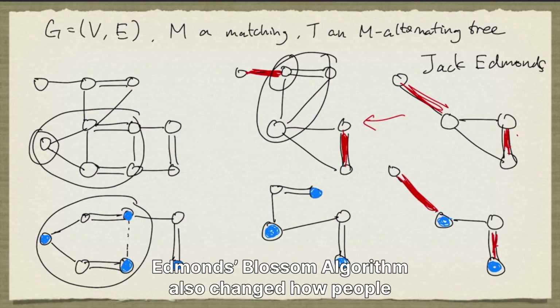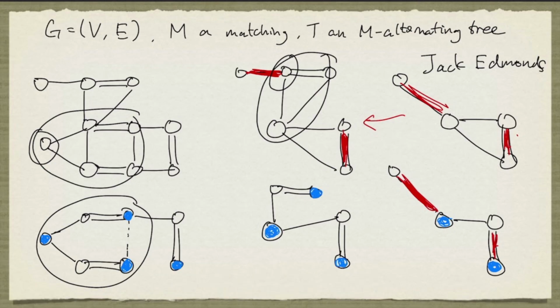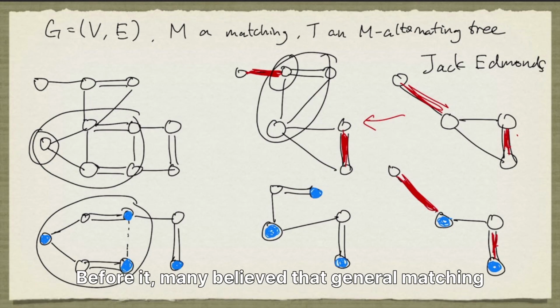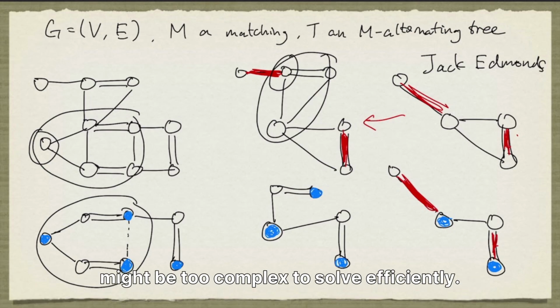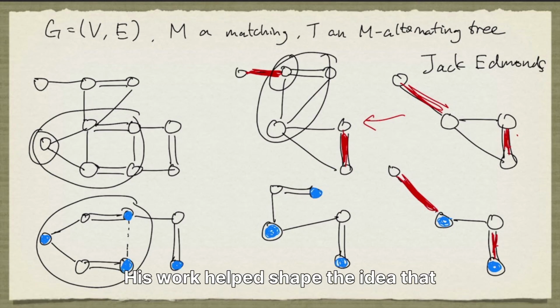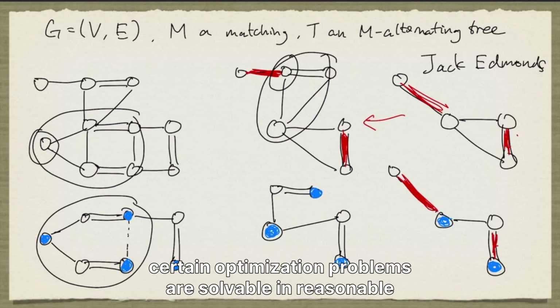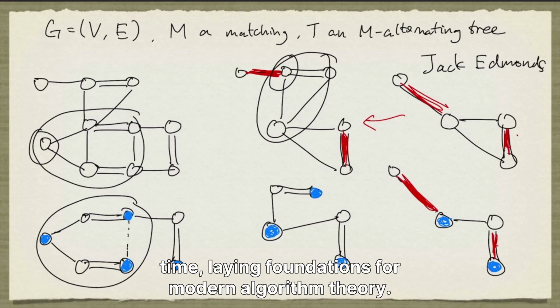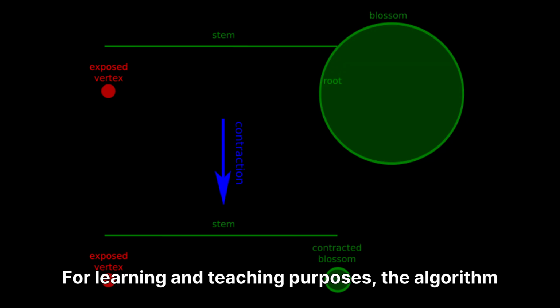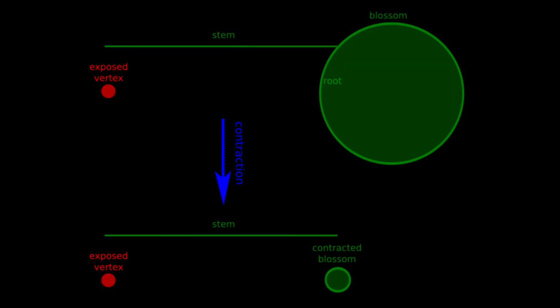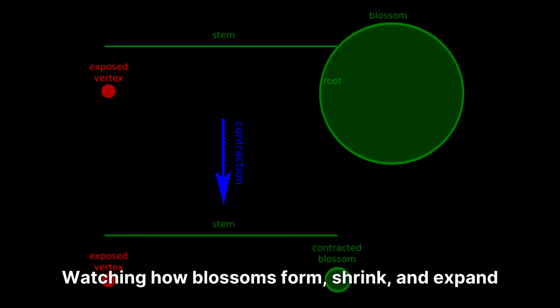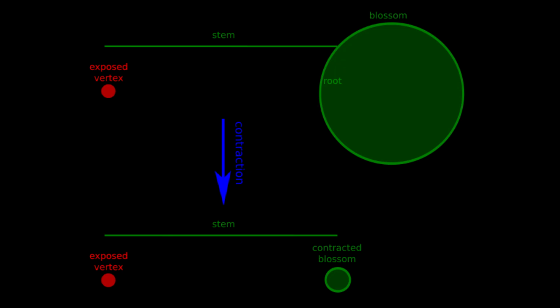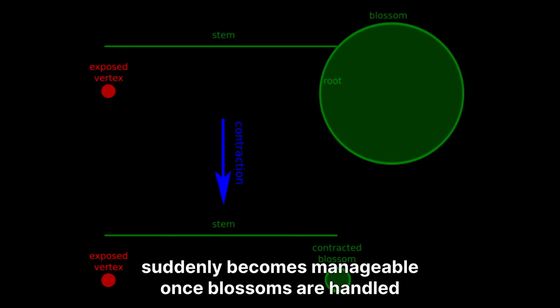Edmonds Blossom Algorithm also changed how people think about efficiency. Before it, many believed that general matching might be too complex to solve efficiently. Edmonds proved otherwise. His work helped shape the idea that certain optimization problems are solvable in reasonable time, laying foundations for modern algorithm theory. For learning and teaching purposes, the algorithm is often explained visually. Watching how blossoms form, shrink, and expand makes the idea much clearer. This is why it is a great topic for YouTube content. Viewers can see how a confusing network suddenly becomes manageable once blossoms are handled correctly.